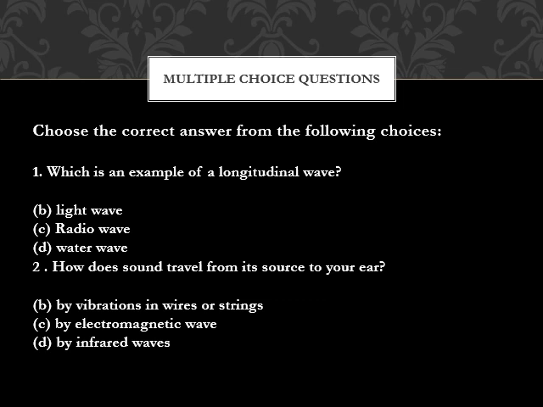Number 1. Which is an example of longitudinal wave? Sound wave, light wave, radio wave, water wave. And the right answer is sound wave. Number 2. How does sound travel from its source to your ear? Options are by changes in air pressure, by vibration in the wires or strings, by electromagnetic waves, by infrared waves. And the right answer is by changes in air pressure.